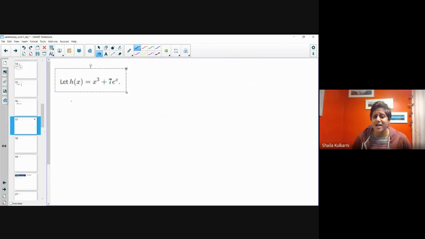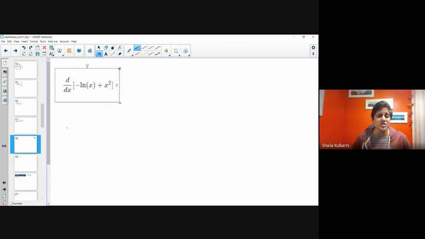How about this guy? What's the derivative of x cubed? Power rule says, bring the 3 down, subtract 1 from the exponent, 3x squared. The derivative of 7, e to the x. E to the x doesn't change, so 7, e to the x. What's the derivative of the natural log of x? It's 1 over x. And what's the derivative of x squared using the power rule? It's 2x.